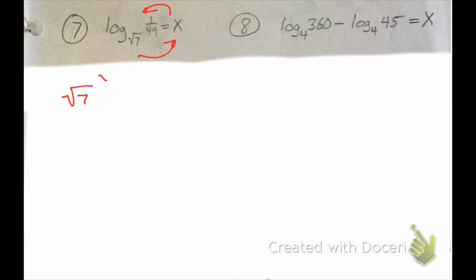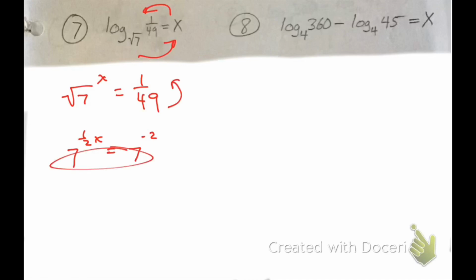Number 7, I recycle. Root 7 to the x is equal to 1 over 49. 7 to the 1/2 x is equal to 7 to the negative 2. 7 squared is 49. That negative brings it to the top. Bases are the same, so I get 1/2 x is equal to negative 2. Multiply both sides by 2, and you get x is equal to negative 4.